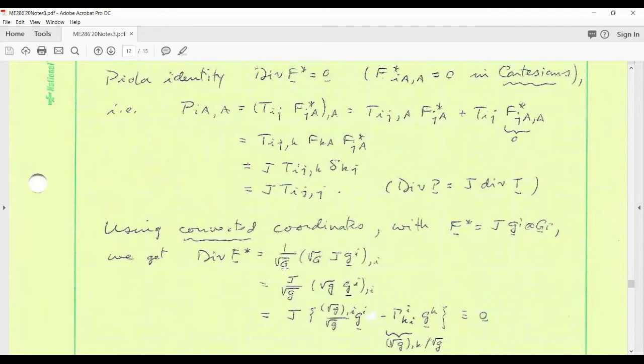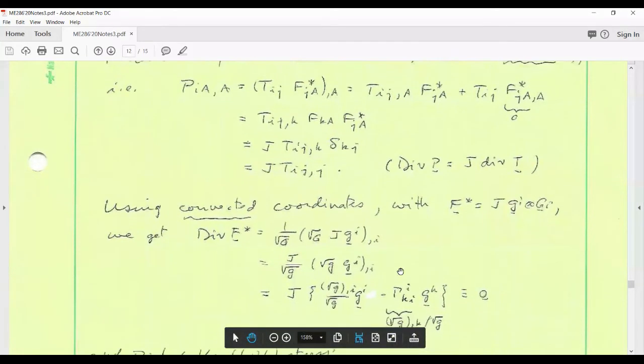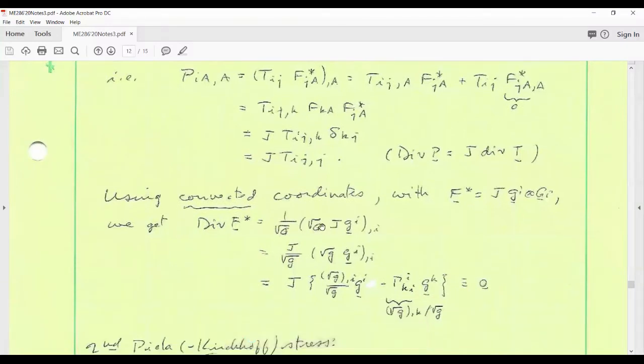Now, 1 over square root of capital G is the same as J divided by square root of small g. And J times the square root of capital G is the square root of small g. And now I just take this partial derivative. So I have the J, root G comma I divided by root G, the Gi left over. And then remember, Gi comma I was connection coefficient IIK, which is this, G super K. And this exactly cancels this, right?